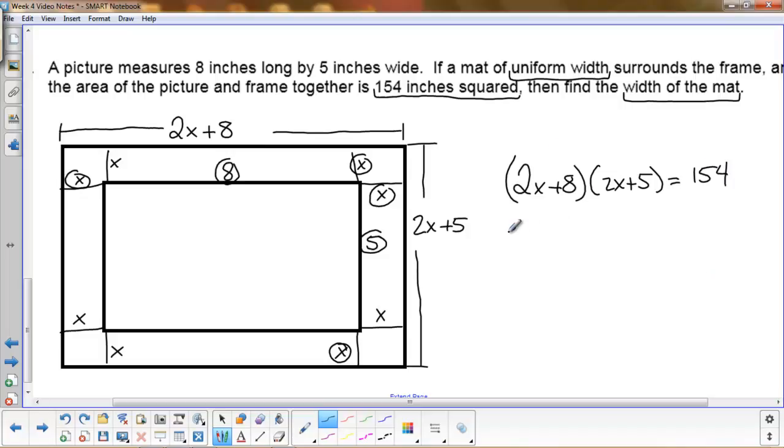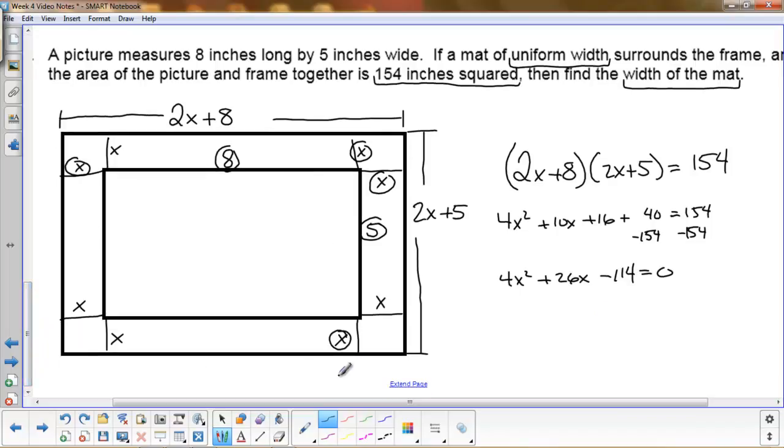Using the distributive property, I'm going to go ahead and multiply this out. I get 4x squared plus 10x plus 16x plus 40 equals 154. To get this in standard form, I need to move the 154 to the left side of the equation. And now I get 4x squared plus 26x, combined like terms, minus 114 equals 0. Go ahead and factor this out, and once you do, you will find your solution. So pause the video now and see if you can get to your answer.